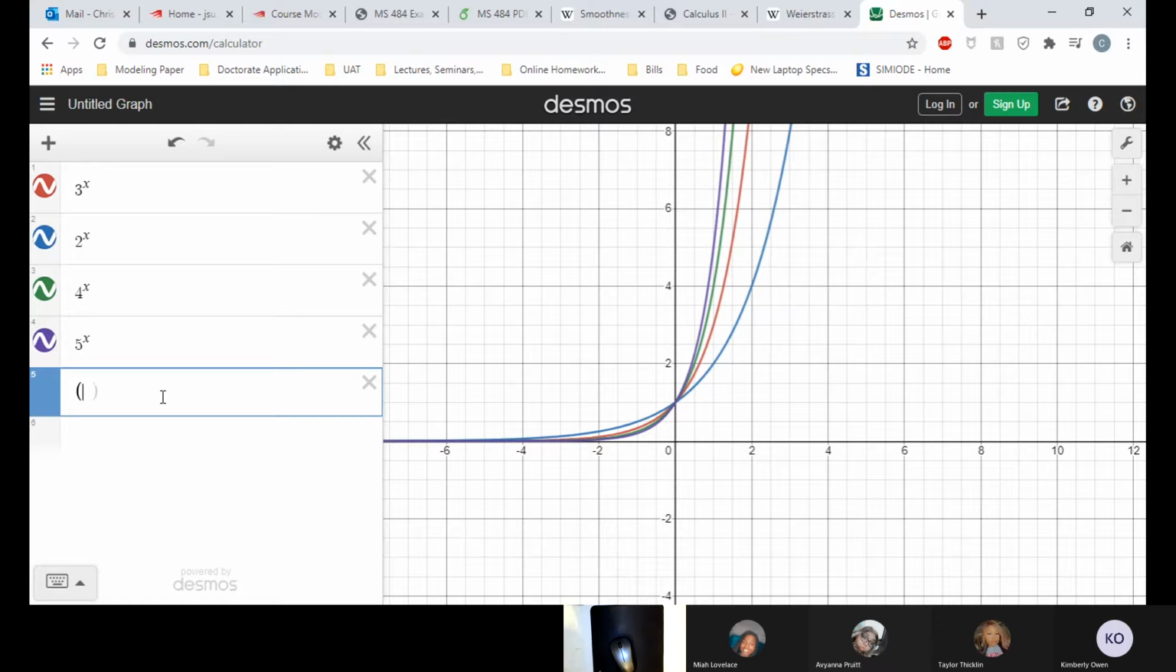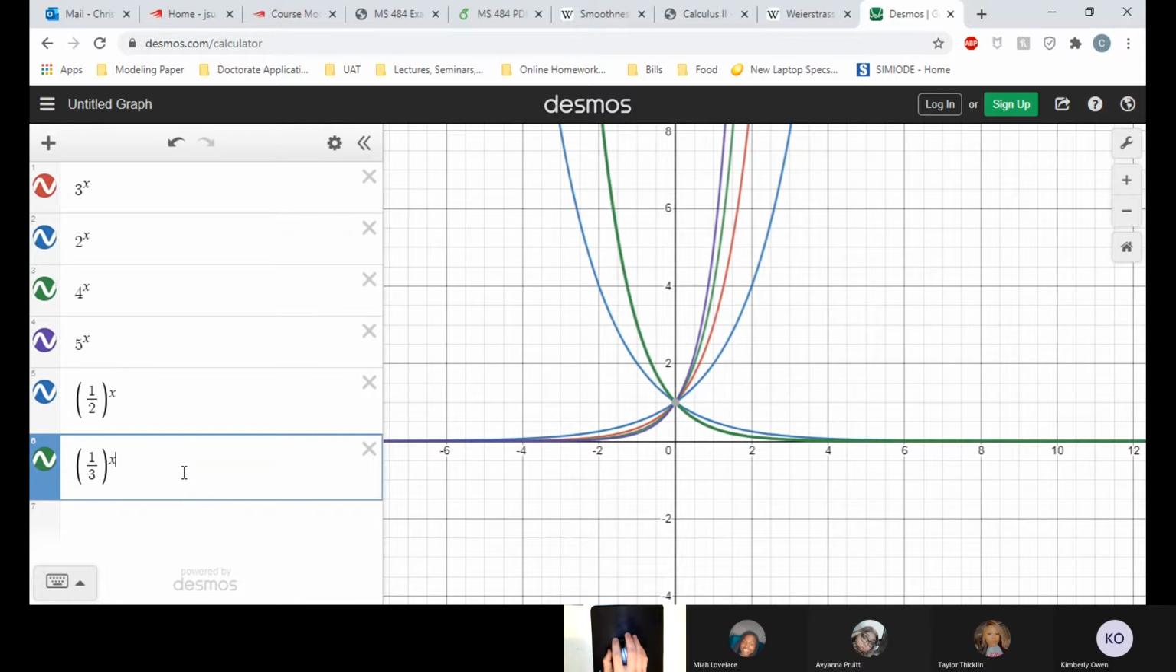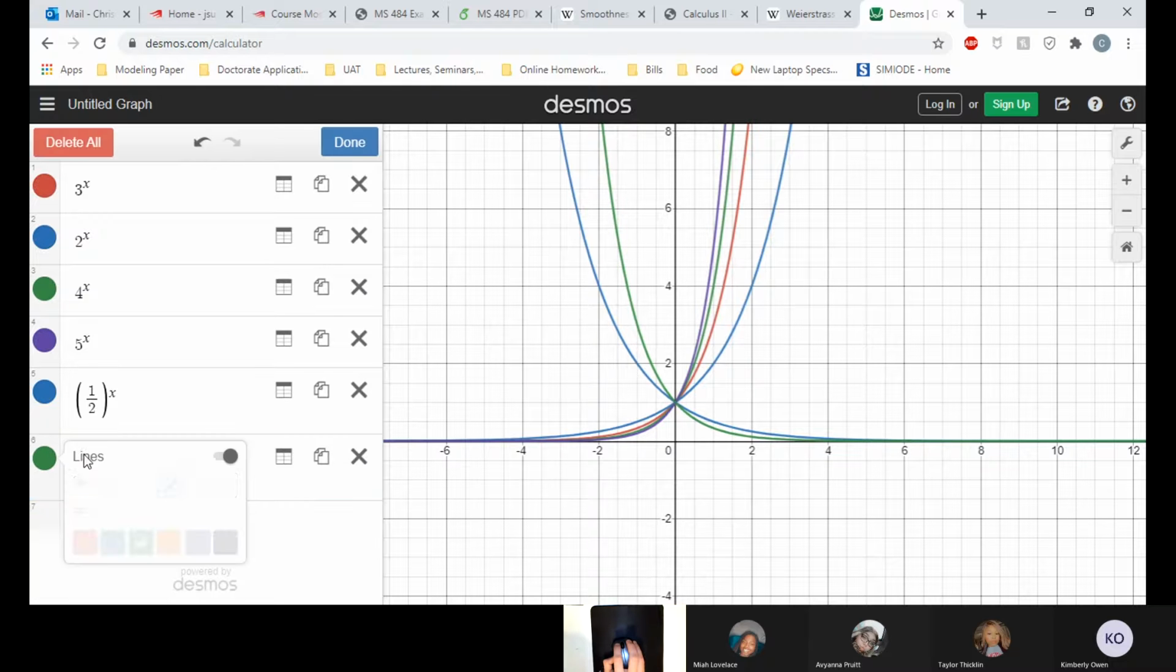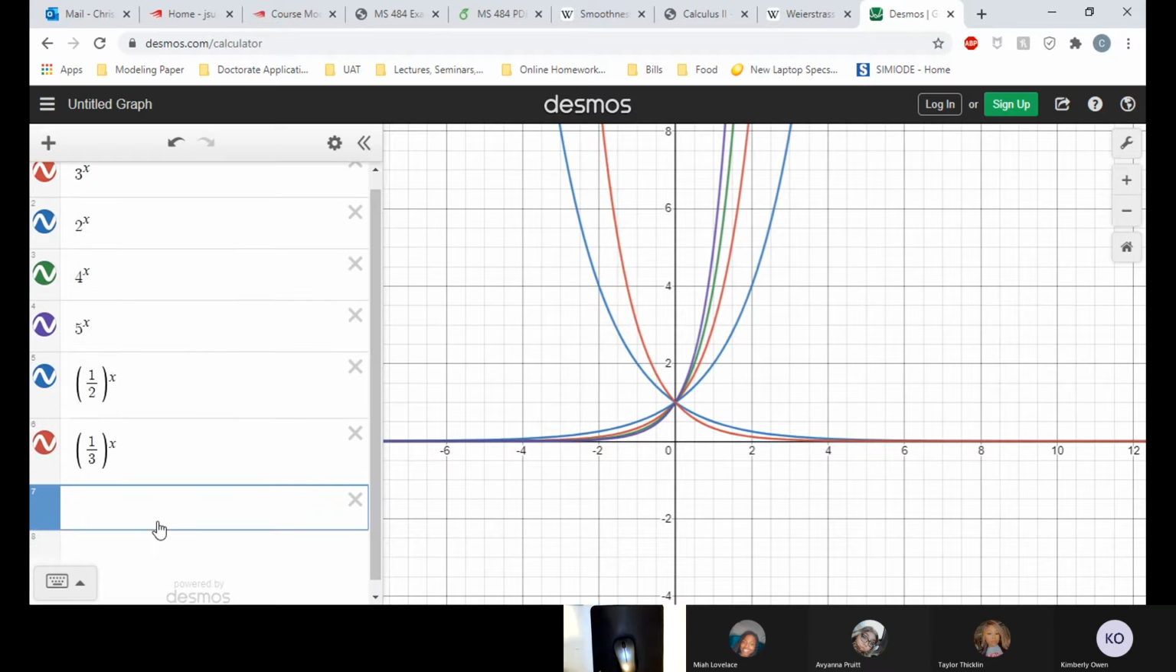So let's look at some fractional ones. Let's say 1 over 2 to the x. Okay, there we go. That's nice. It's symmetric around the y-axis to this 2 to the x function. And then we could do 1 over 3 raised to the x. And it's going to be symmetric to this 3 to the x. In fact, those are the two that I just graphed by hand. And I think you get the picture.